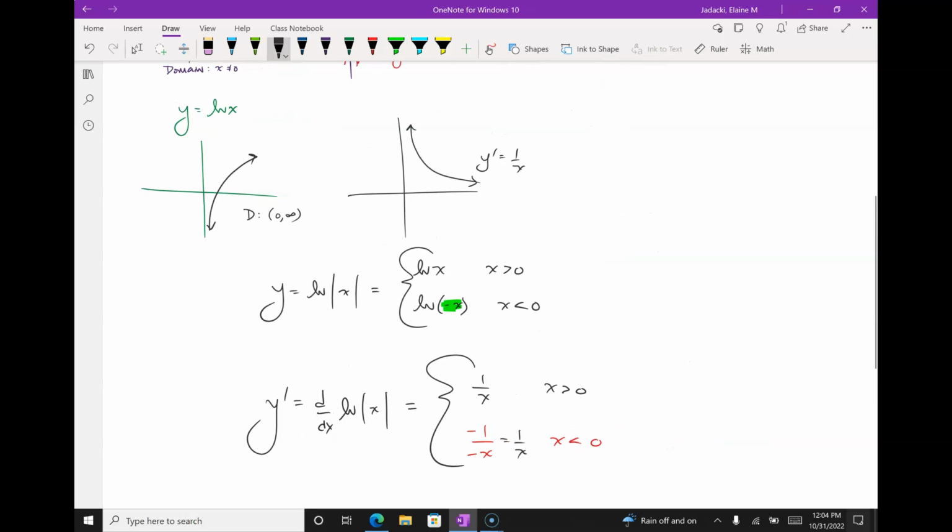Some books stress this absolute value piece, some don't. Yours doesn't really, but in Calc 2 we will, and in DiffyQs we will, for the engineers. Who are the engineers again? Yep. So when you see this in Calc 2, right, or DiffyQs, you'll have to be worried about these absolute value pieces.